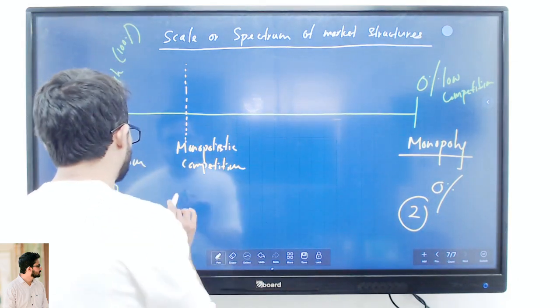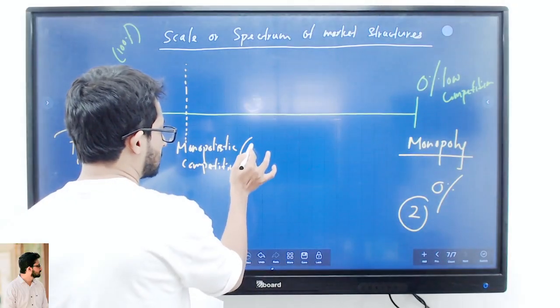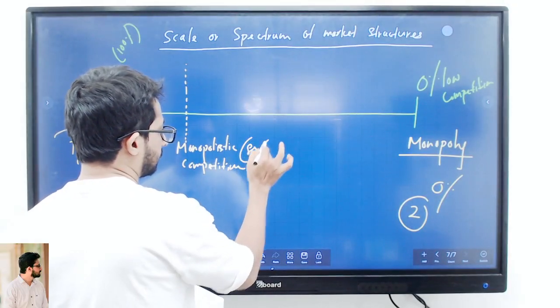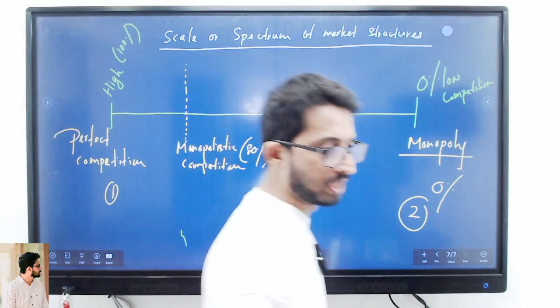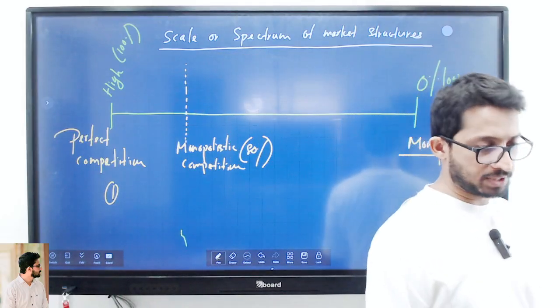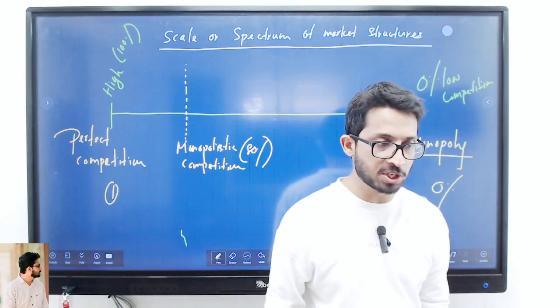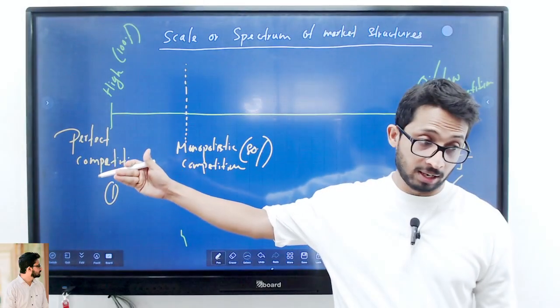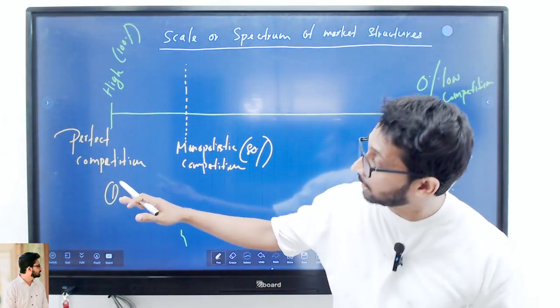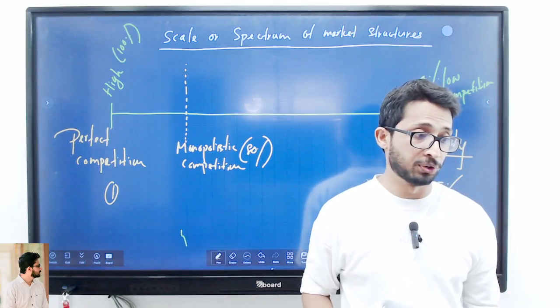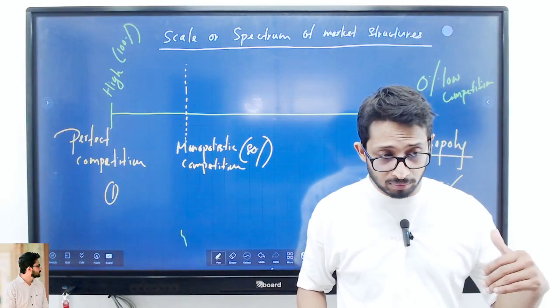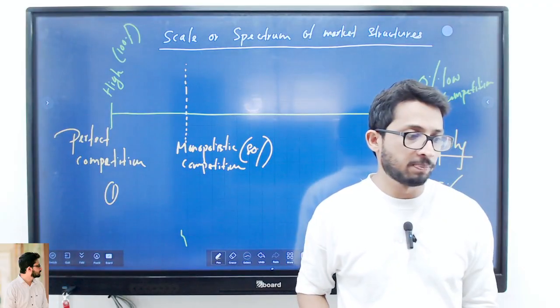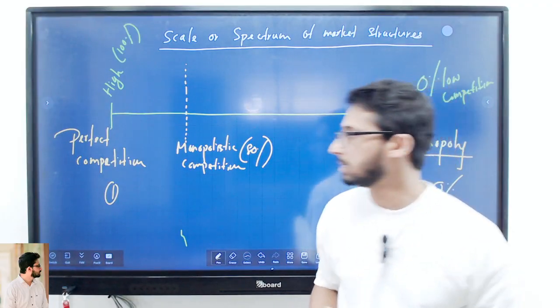I would say, and these are some imaginary values, let's say with 80% the market is competitive. There are a significant or large number of sellers in the market. Consumers have more options. It's not up to the level of perfect competition, but very close to the perfect competition market structure. This is the third one.